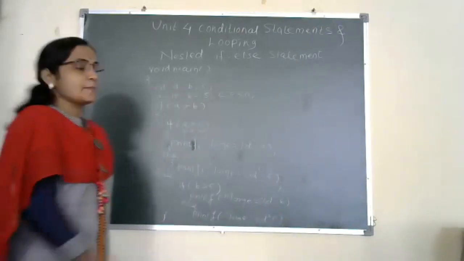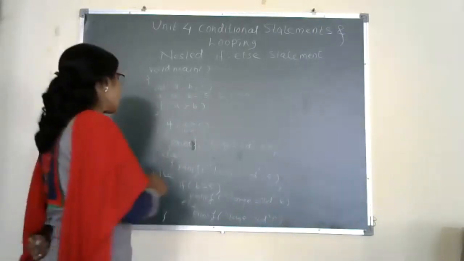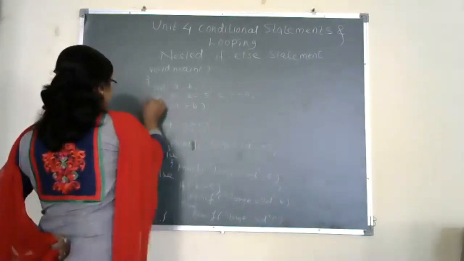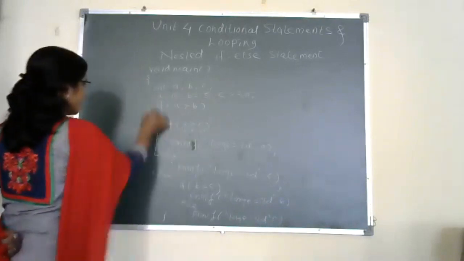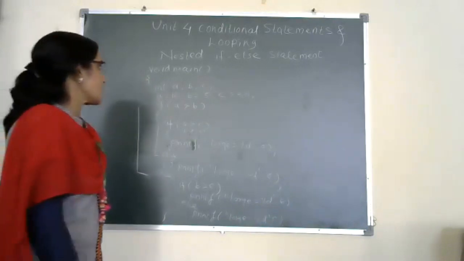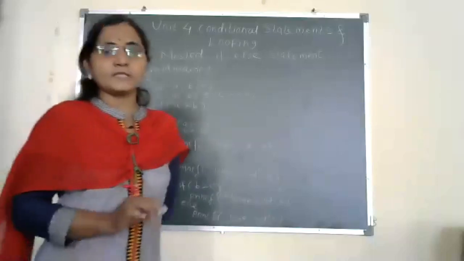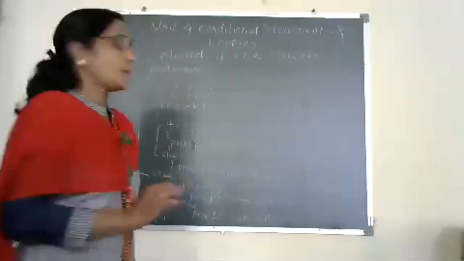So this is the example of a nested if-else statement. One if-else statement is completely embedded within the other; this is an inner if-else and this is an outer if-else. So with this example, you will get a clear idea about the nested if-else statement.